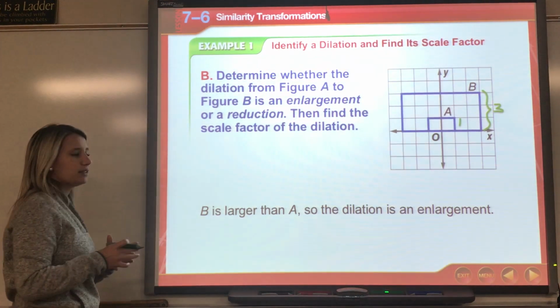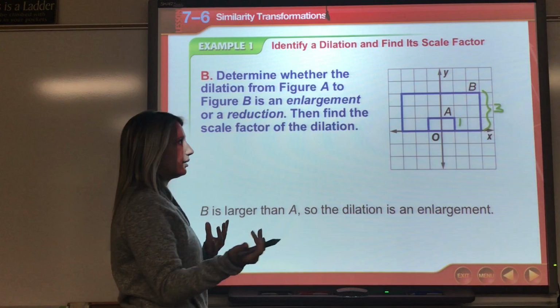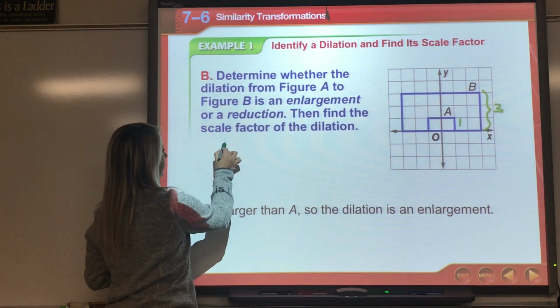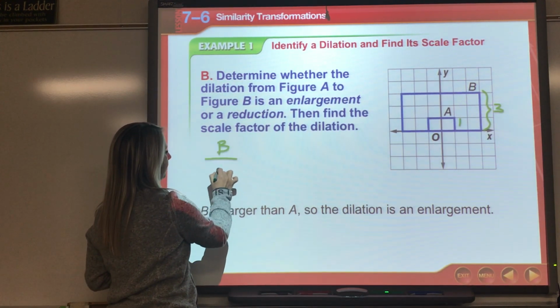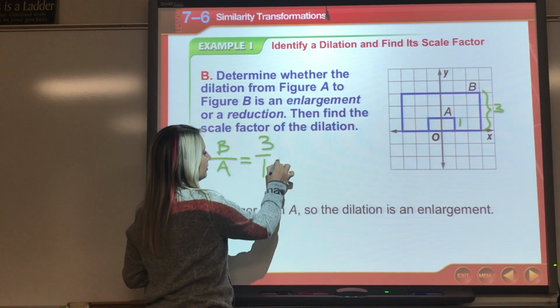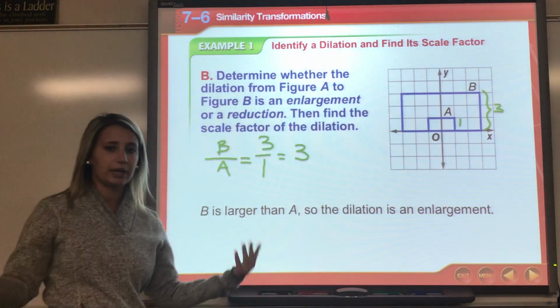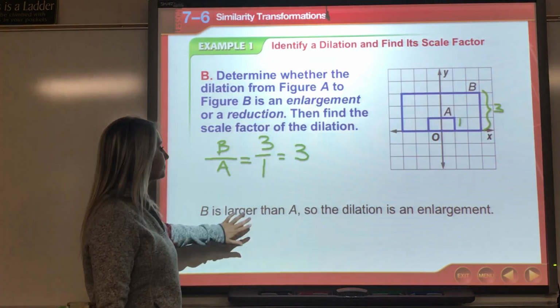Okay, and now since we're going from A to B, and B is our bigger one, we need B over A, which is 3 over 1. So our scale factor here is just going to be 3 because we're getting bigger, and that's bigger than 1.